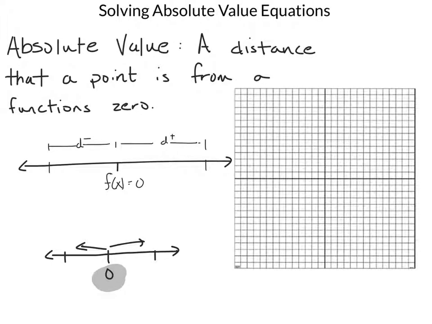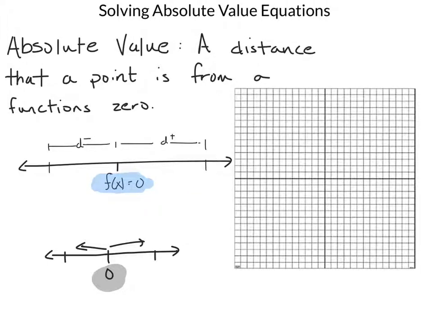So a better way that I like to remember it is this idea that it is a distance that a point is from a function's zero. It's a little tiny bit different. I just throw in there a function's zero. And what I mean by that is that down here I have written f of x is equivalent to zero. And then from there we have a distance to the left and a distance to the right. So it's not necessarily always going to be a distance from the value of zero. It's going to be a distance from a point that is going to make everything become a zero. So that's an important concept, and I'll show you what I mean by that in a second.